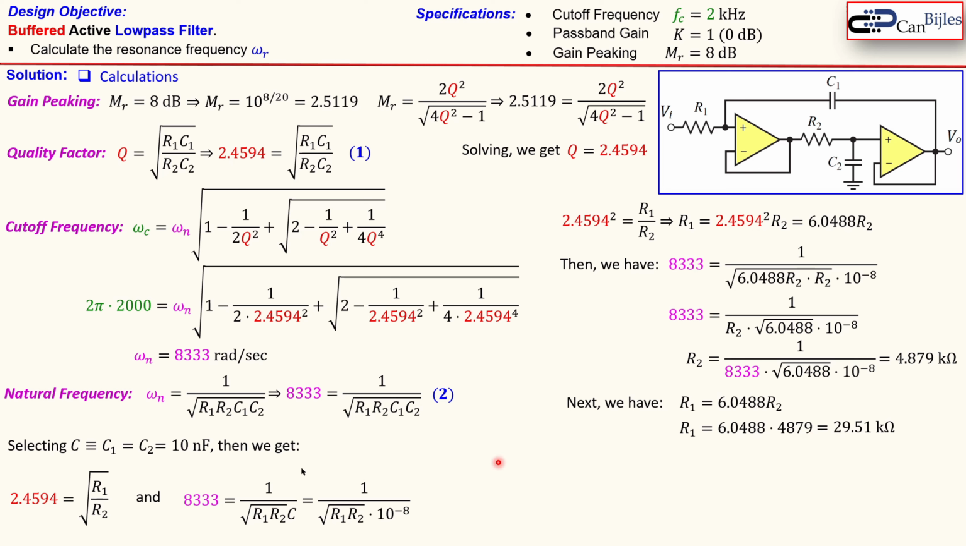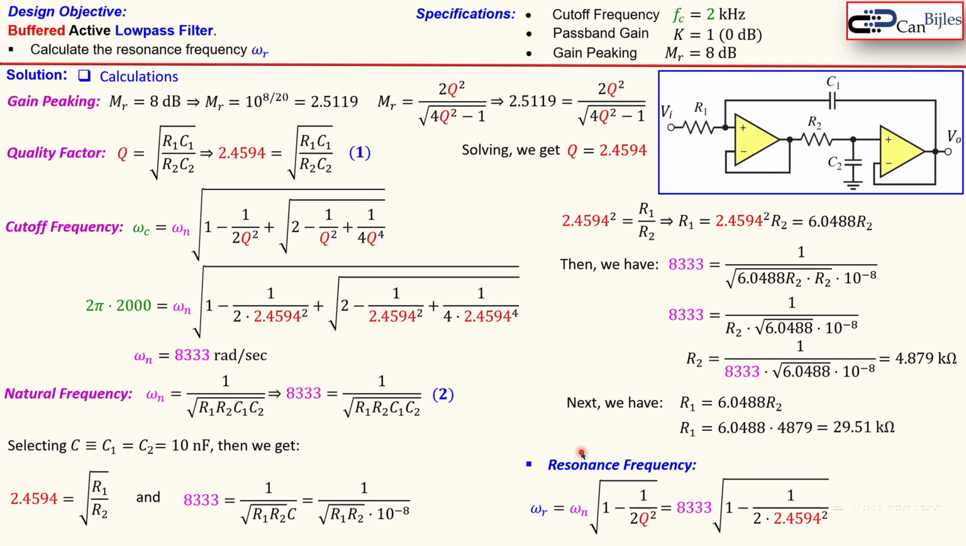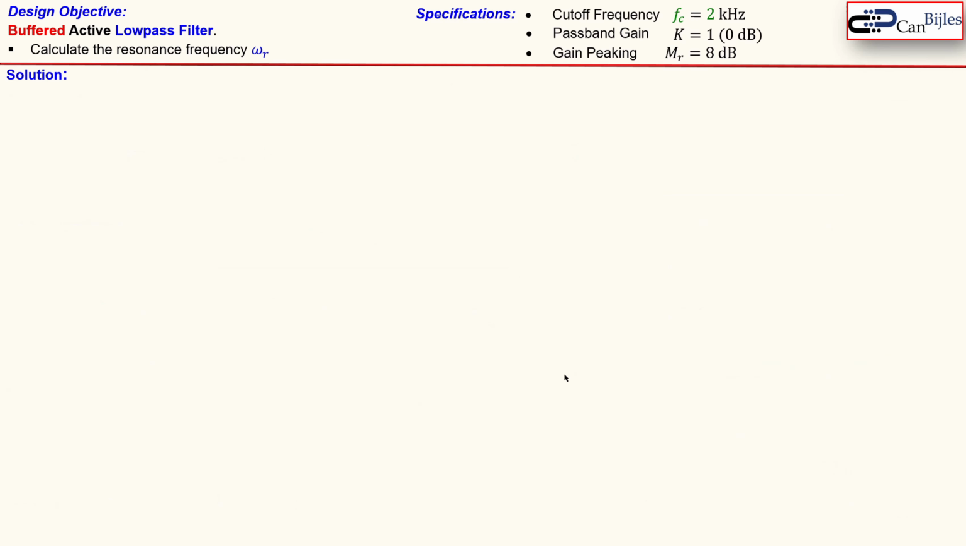So we have selected our capacitors, and we have now calculated using that the resistors R1 and R2. Now the final one is our resonance frequency. That was also the question in place here. So that is given by this expression. We know the natural frequency and the quality factor. So that will also be given like so. That will be 7,981 radians per second.